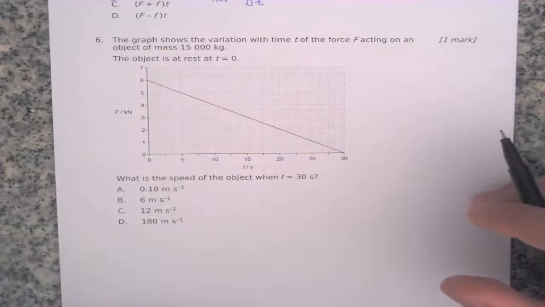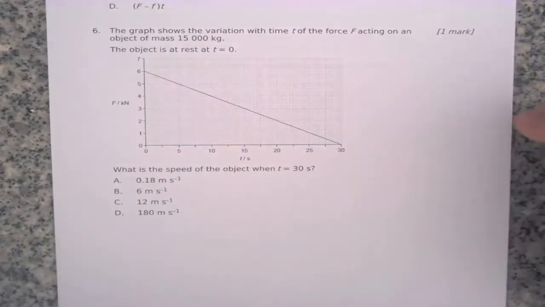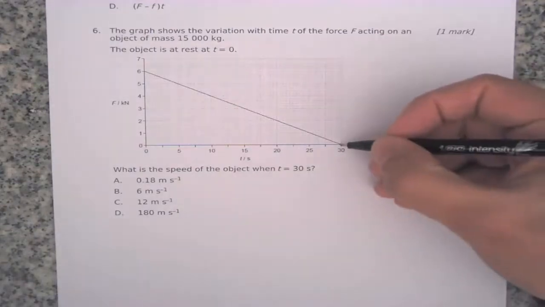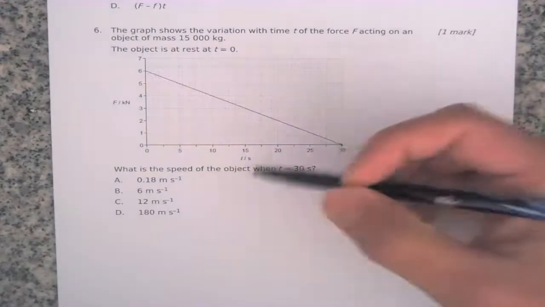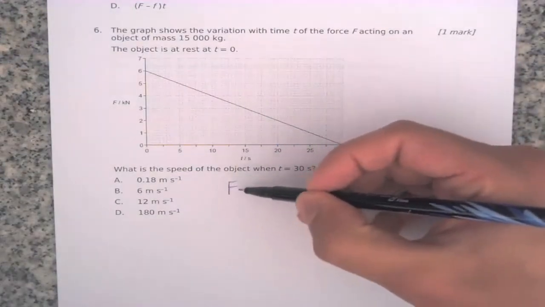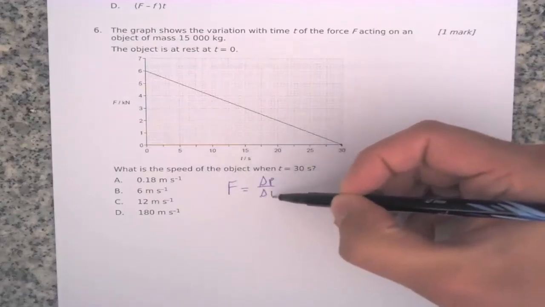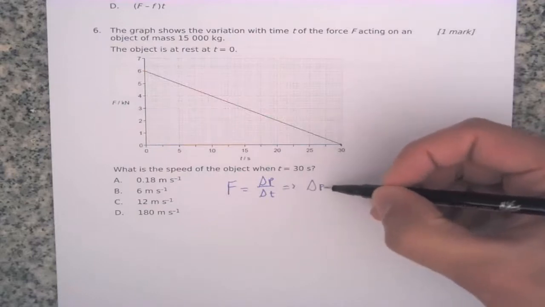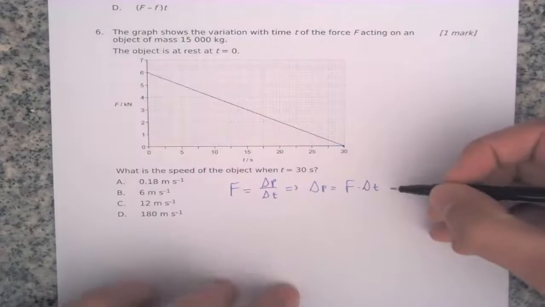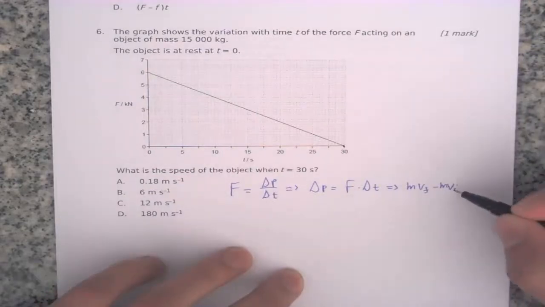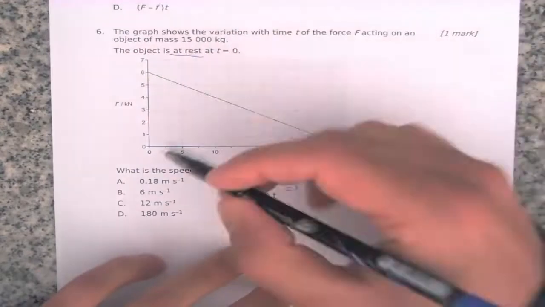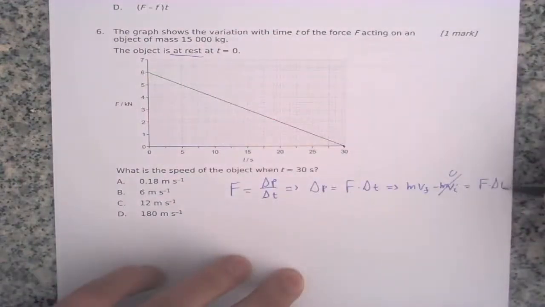Number 6. The graph shows the variation with time t of the force F acting on an object of mass 50,000 kilograms. The object is at rest at t equals 0. What is the speed of the object when t is 30 seconds? So we need to find the speed here at this moment. So that is the final speed. Because we have a force against time graph, we can work again with Newton's second law. So the force is the change of momentum over the change of time. And from here we can solve for the change of momentum. So it's force times the time. Now the change in momentum is mv final minus mv initial. Initially, you know this is zero because the object is at rest at 0 seconds. And of course this is going to be equal to the force times the time.